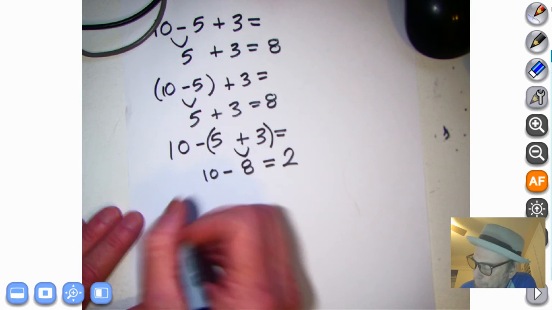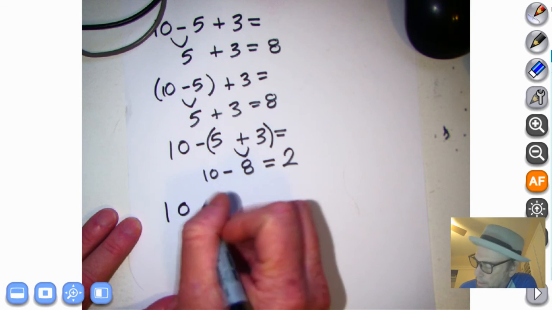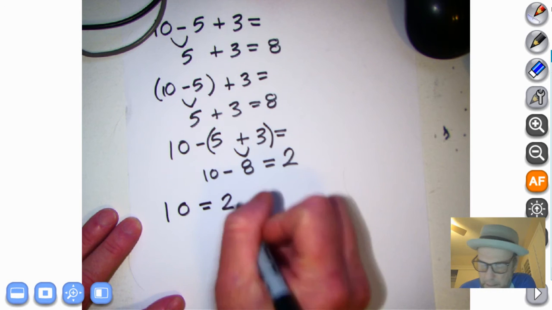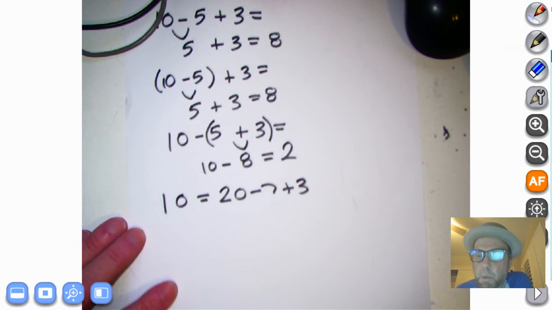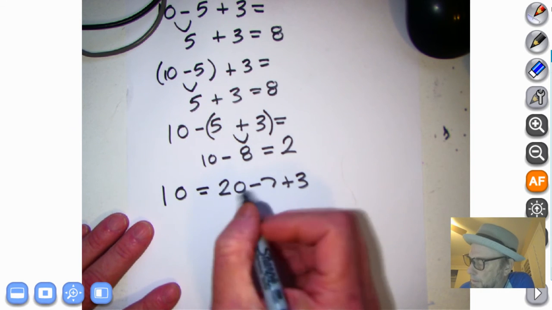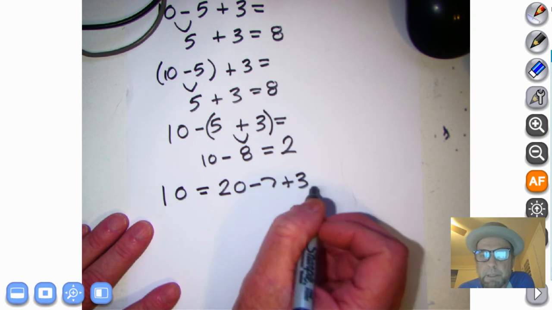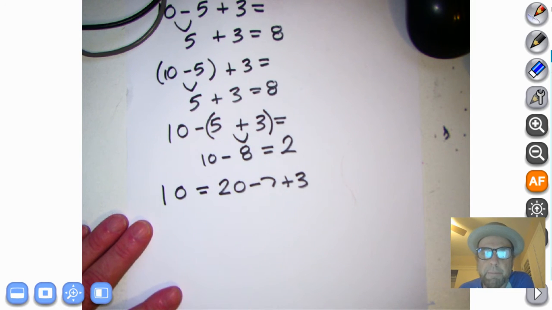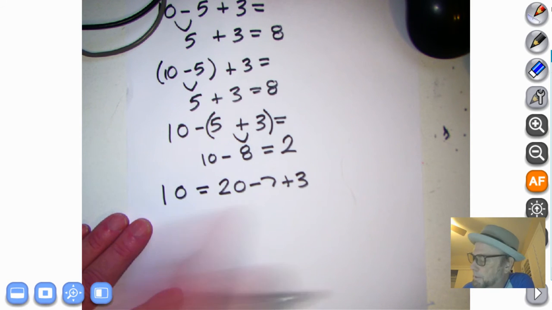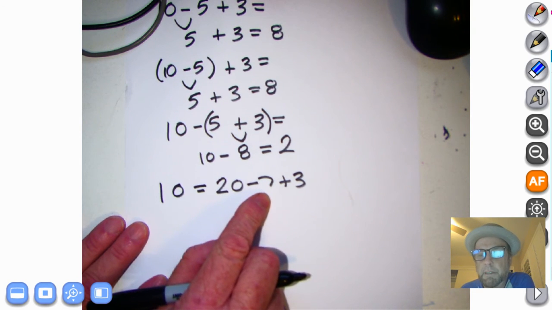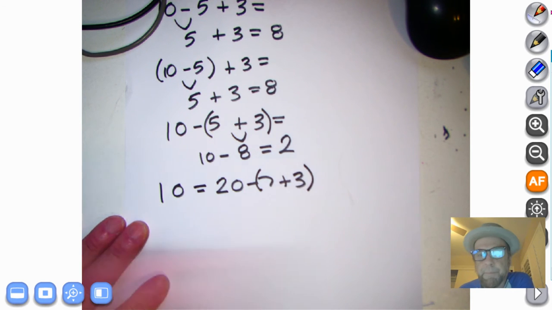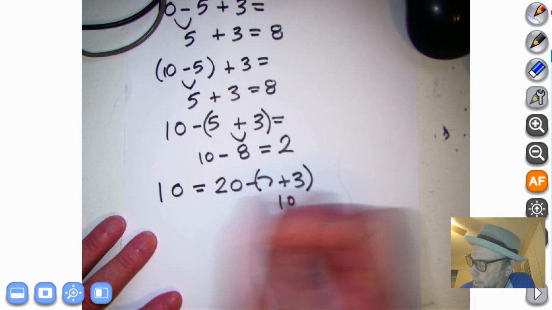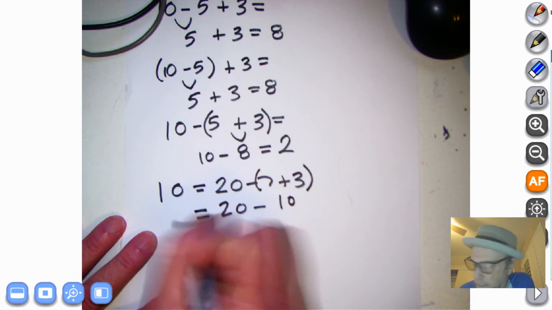Let's take a look at another problem. This is 10 equals 20 minus 7 plus 3. Where could we put the parentheses to make this equation true? If I just went straight across, I'd say 20 minus 7 is 13, plus 3 would be 16. So that doesn't equal 10. So where do I need to put the parentheses? Well, if you're looking at this problem, you say, 7 plus 3 equals 10. 20 minus 10 is 10. So maybe we put them right here. 7 plus 3 is 10. 20 minus 10 does indeed equal 10.